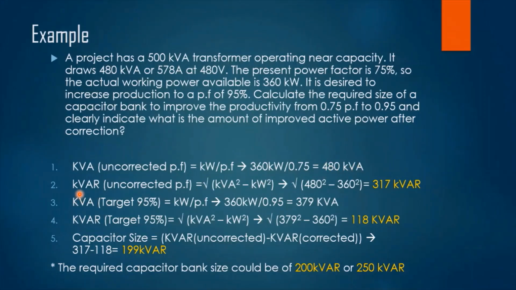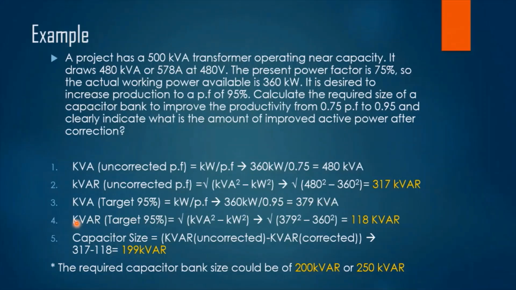Second is to calculate the reactive power of the uncorrected power factor, which equals the root of the apparent power squared minus the active power squared, which will give us 317 kVAR. Third, we are going to calculate the apparent power, but this time for the corrected power factor, which is 95% or 0.95, and we will get a value of 379 kVA.